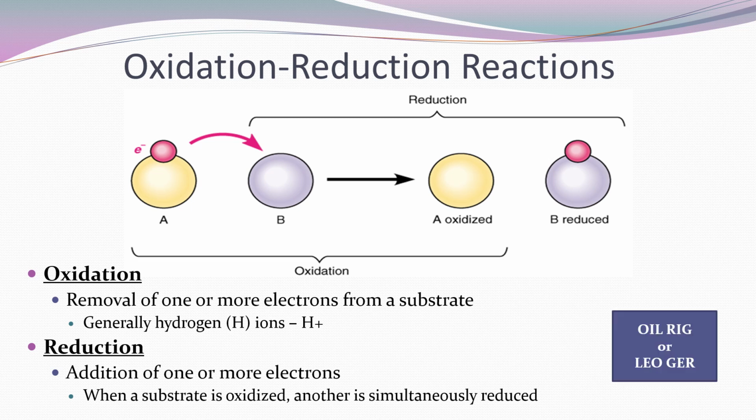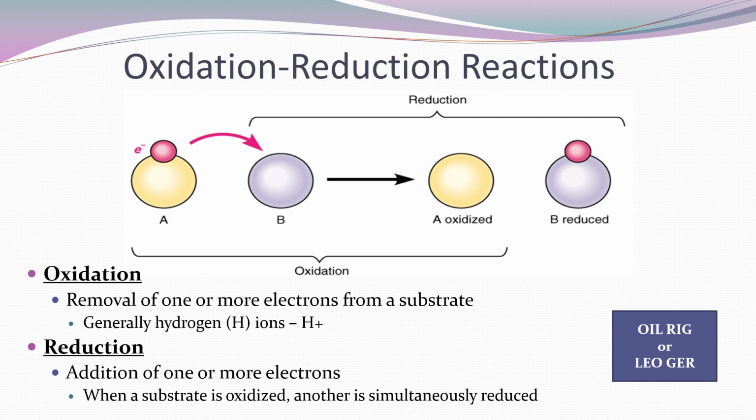What's really important here is that in this process of losing the electron, that molecule is losing energy as well. With reduction, that's going to be our molecule B. It is receiving the electron, so it is gaining an electron, and that is the reduction process. Anytime you have this happening, you are going to have both oxidation and reduction occurring. So it is a redox reaction. Both of them are happening simultaneously.